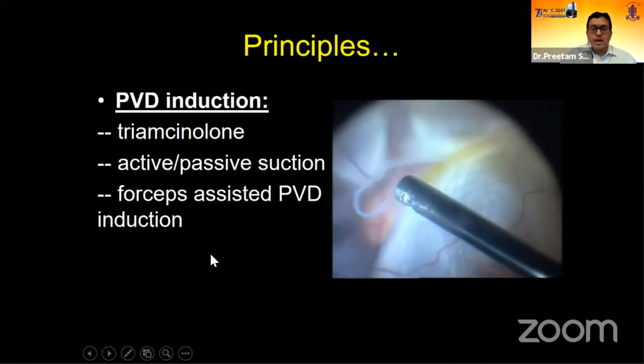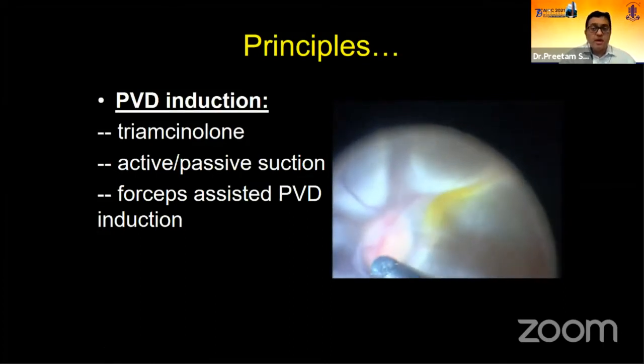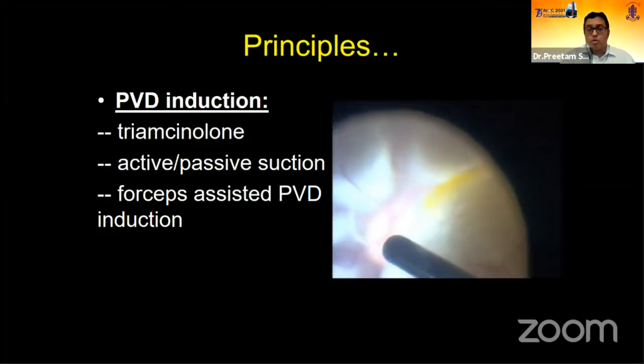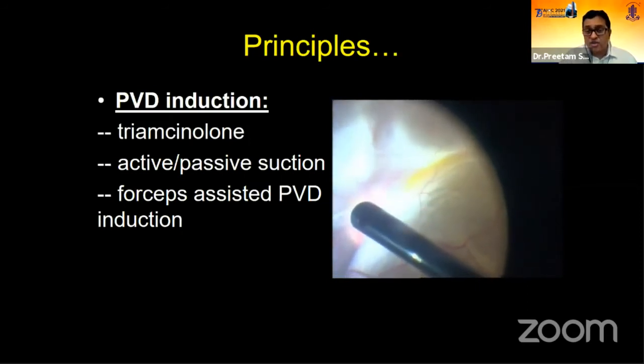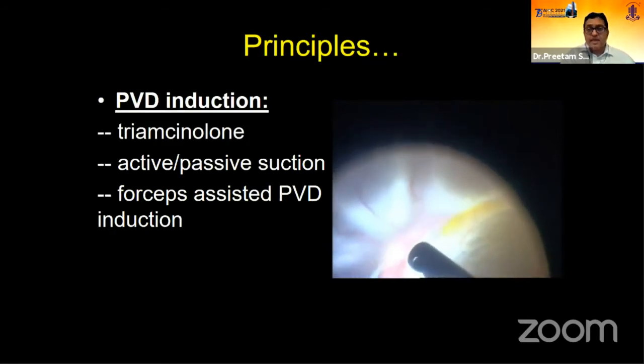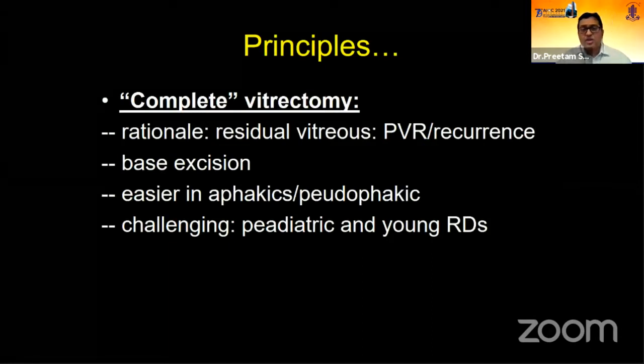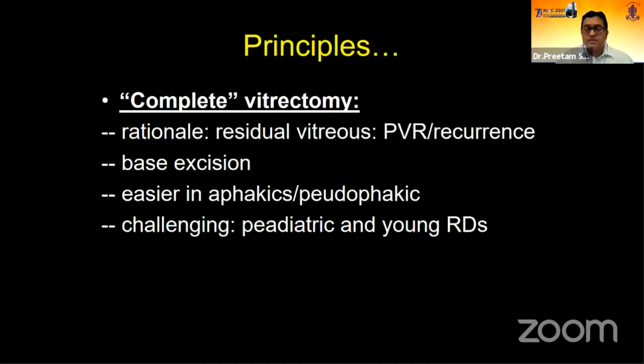You could also use active or passive suction using a silicone tipped cannula to induce it, because you have a mobile retina and you don't want to cause an iatrogenic break with a high suction from the vitreous cutter. You could also do a forceps assisted PVD induction. The most important principle is to do a complete vitrectomy. Now, why I've put complete in inverted commas is, you have to be satisfied yourself at the end that you've done a complete vitrectomy. The rationale being that leaving residual vitreous is inviting PVR and hence recurrent RD.